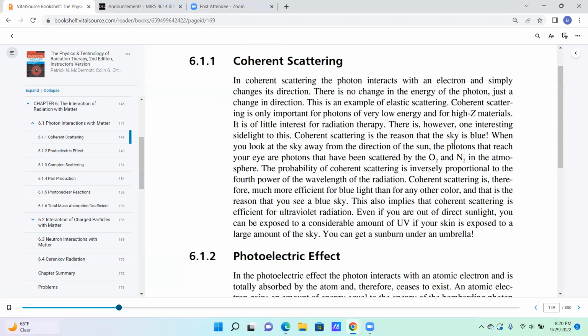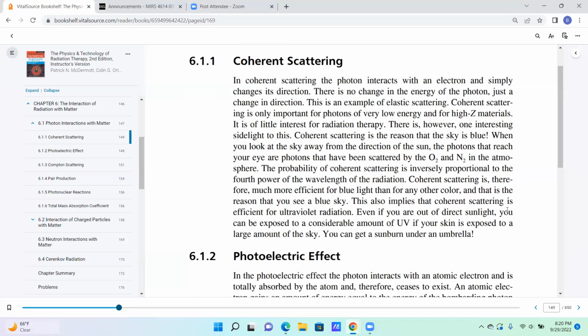But coherent scattering is the reason that the sky is blue. So when you look at the sky away from the direction of the sun, the photons that reach your eye are photons that have been scattered by oxygen and nitrogen in the atmosphere. And so the probability of coherent scattering is inversely proportional to the fourth power of the wavelength of the radiation. Therefore, coherent scattering is much more efficient for blue light than for any other color, and that's why you see it.